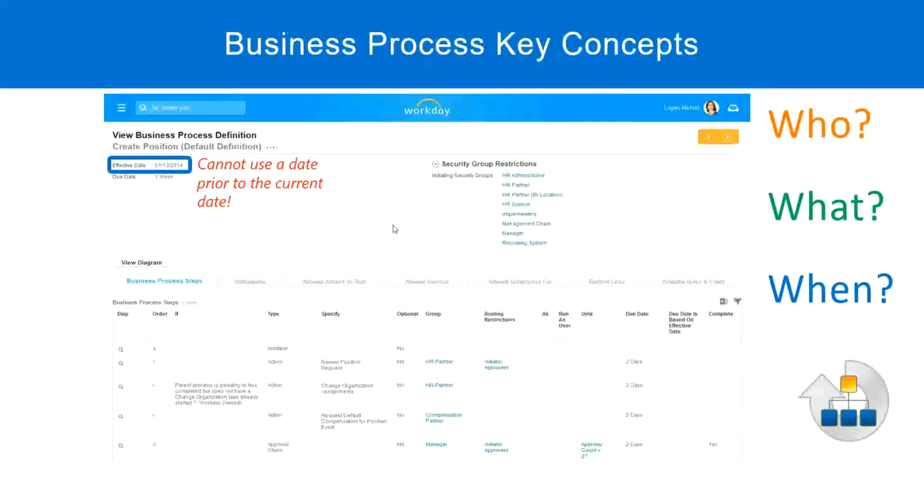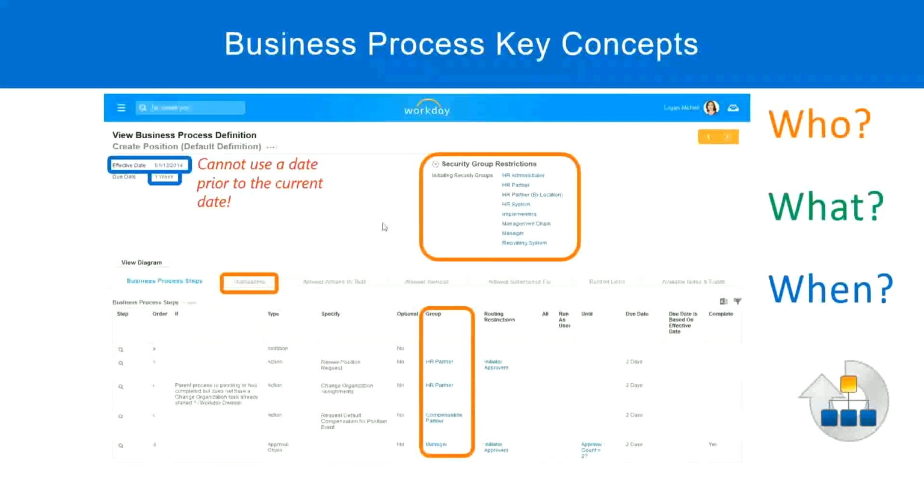First is the who question. Who is going to do the tasks? So in the who question, first is, who can initiate the task? Remember, in the security policy we have the section who can start the business process. Right, we did that yesterday. Who can start the business process? So that is in this particular section, right here at the top. Security group restriction. Initiating security groups. These are the security groups who will be able to initiate the business process.